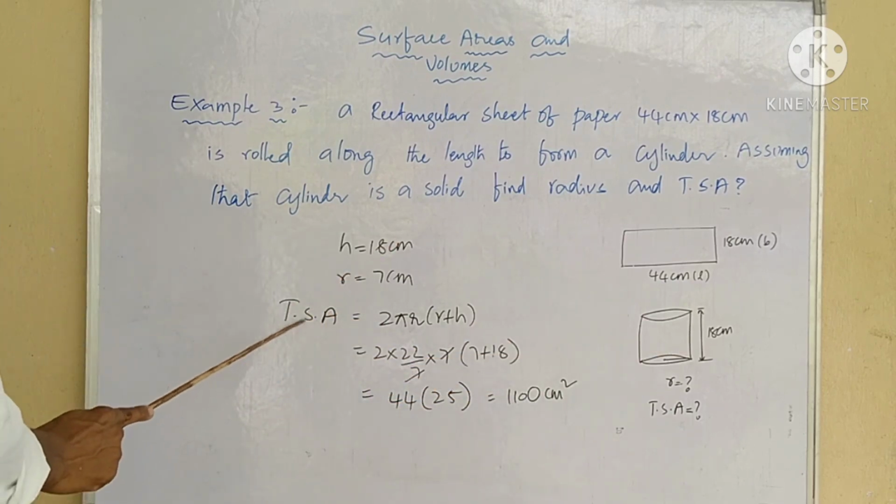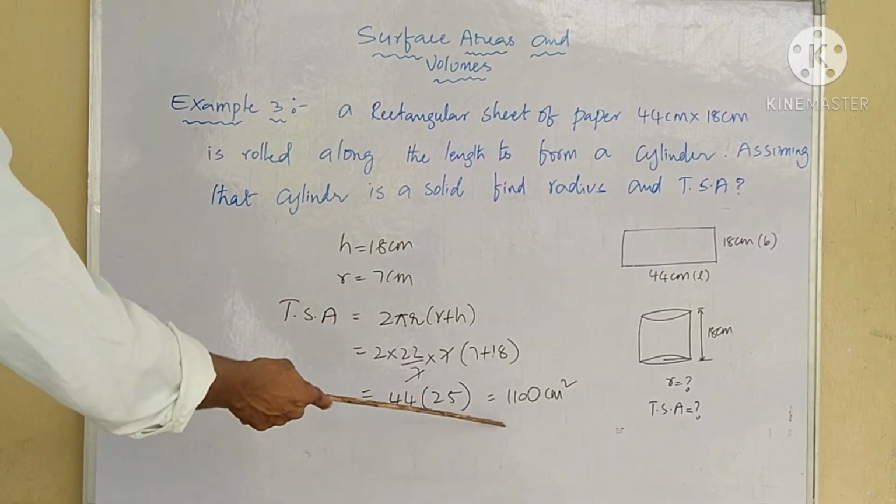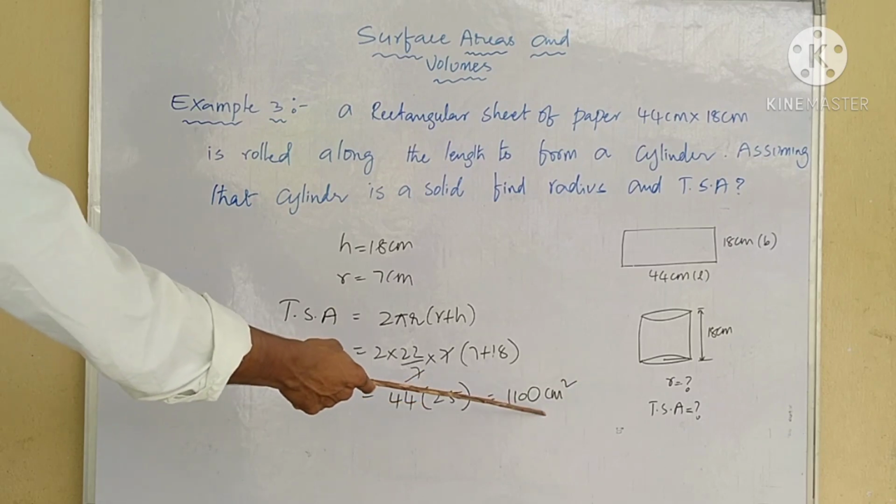Centimeter square is the surface area unit. So the final answer is 1100 centimeter square.